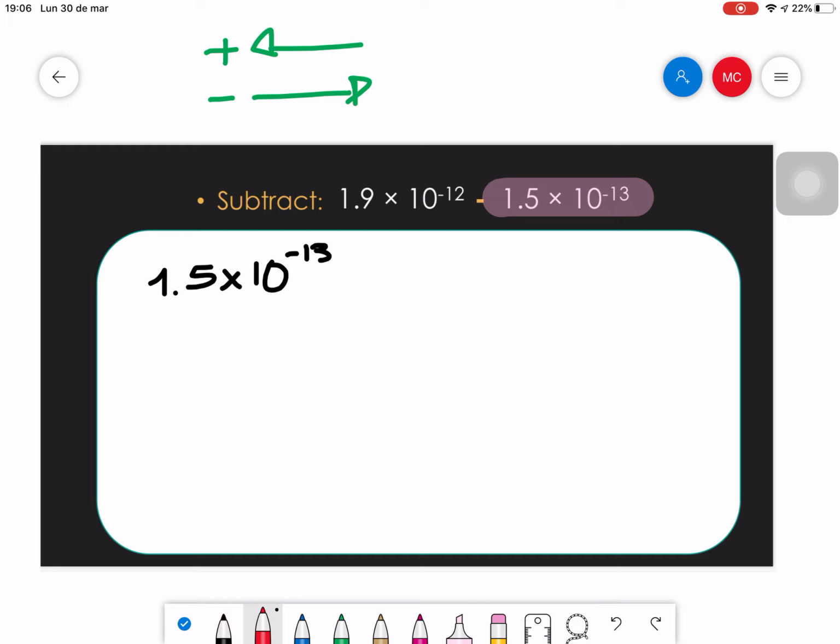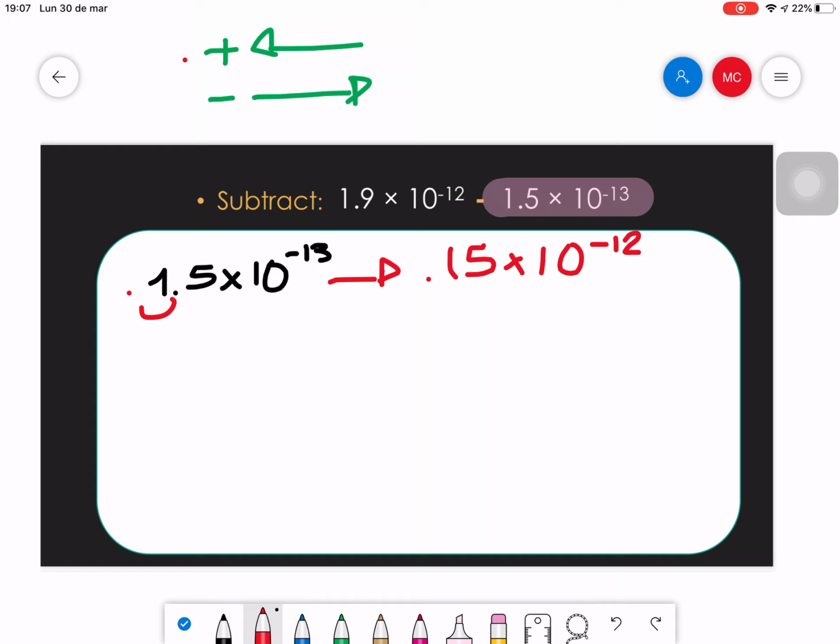And then how many numbers are of difference between 12 and 13? Only one number. And as I want to make it bigger, I'm gonna move to the left because that's the rule. How many times? The amount of numbers between 12 and 13, which is only 1. And I move the number in the decimal point. Now the number is 0.15 times 10 to the negative power of 12. Yes? Is it understood how it was done?